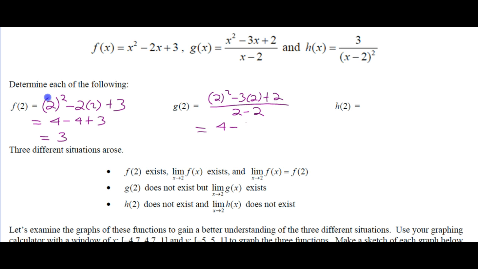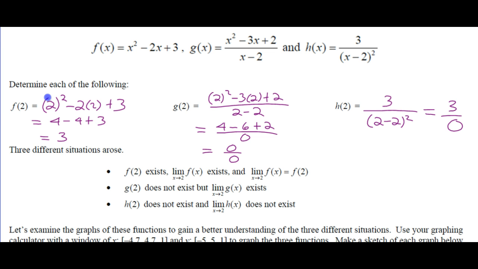So that's 4 minus 6 plus 2 over 0. So G of 2 is 0 divided by 0. And what's H of 2? I want x to be 2. And that's 3 over 0. And 3 different situations arose.